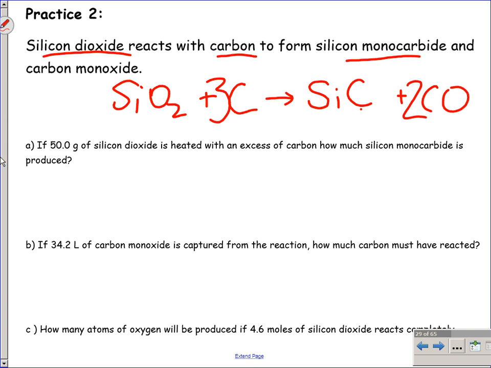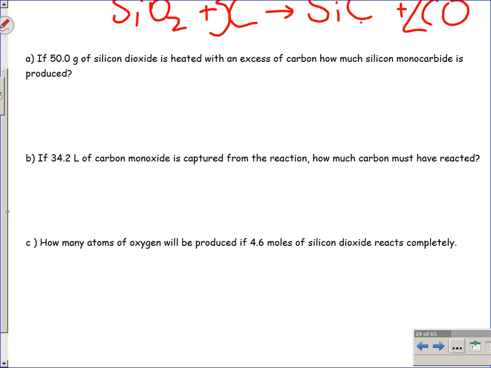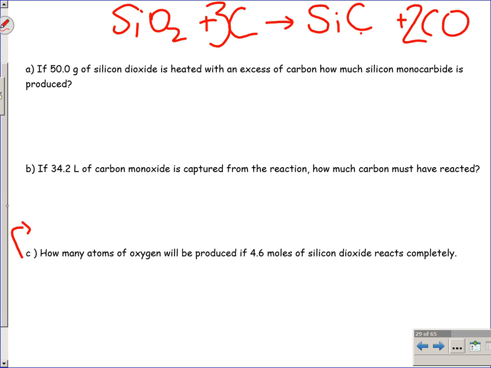Okay. So on part C, I'm going to just scroll down a tad. Part C, the question was how many atoms of oxygen will be produced. Now, you have to realize that these atoms of oxygen being produced are actually embedded in what? Look at the products.